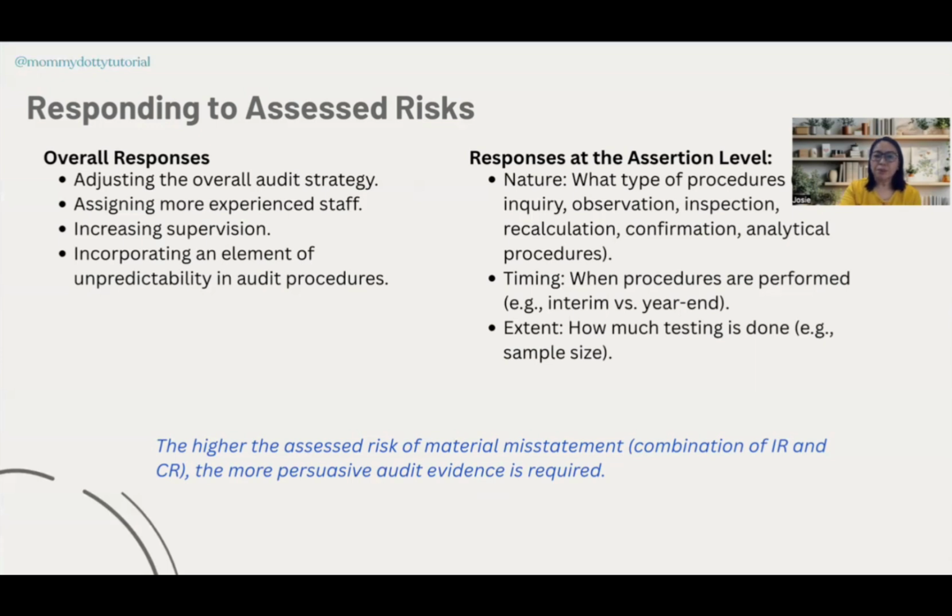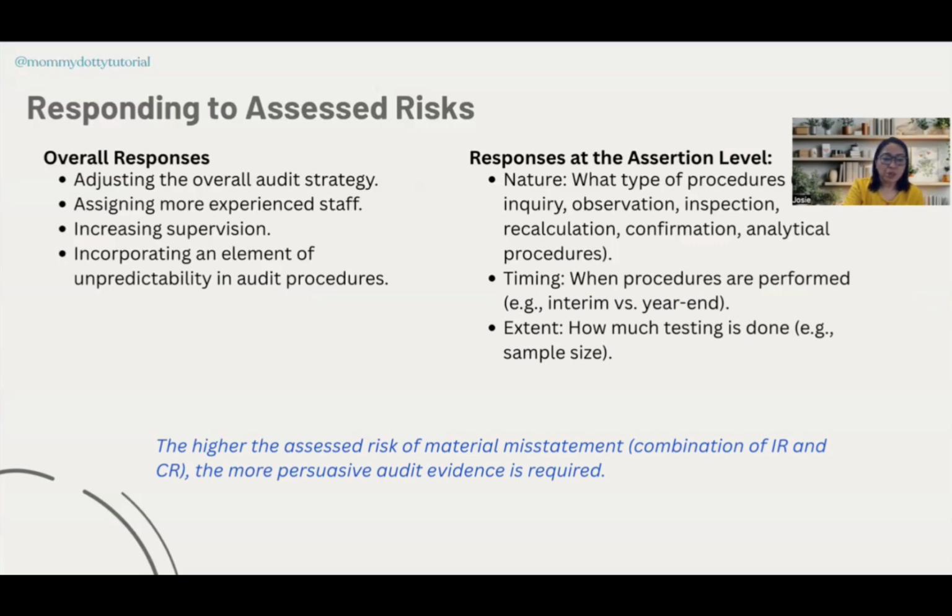Second, increasing the level of supervision for the audit. And most importantly, incorporating an element of unpredictability in our audit procedures, meaning we might test areas that management doesn't expect us to. Second, responses at the assertion level. These are specific adjustments to our substantive audit procedures. Okay, the nature, what type of procedures we're going to perform? Example, inquiry, observation, inspection, recalculation, confirmation, analytical procedures.